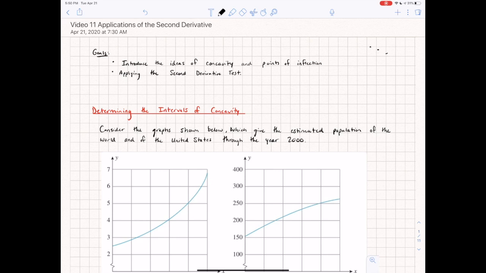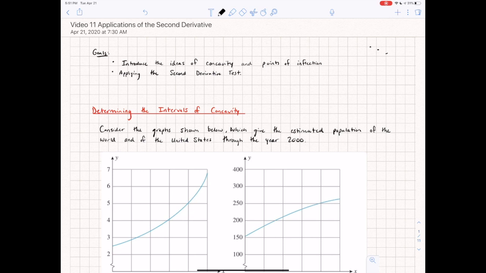Now, the goals of this video are to introduce the ideas of concavity and points of inflection. And then the second goal here is to actually apply what's called the second derivative test. So we have a first derivative test and we have a second derivative test when we are testing critical numbers of a function to see whether that function has a relative maximum or a relative minimum at those critical numbers. And so we'll hit that last.